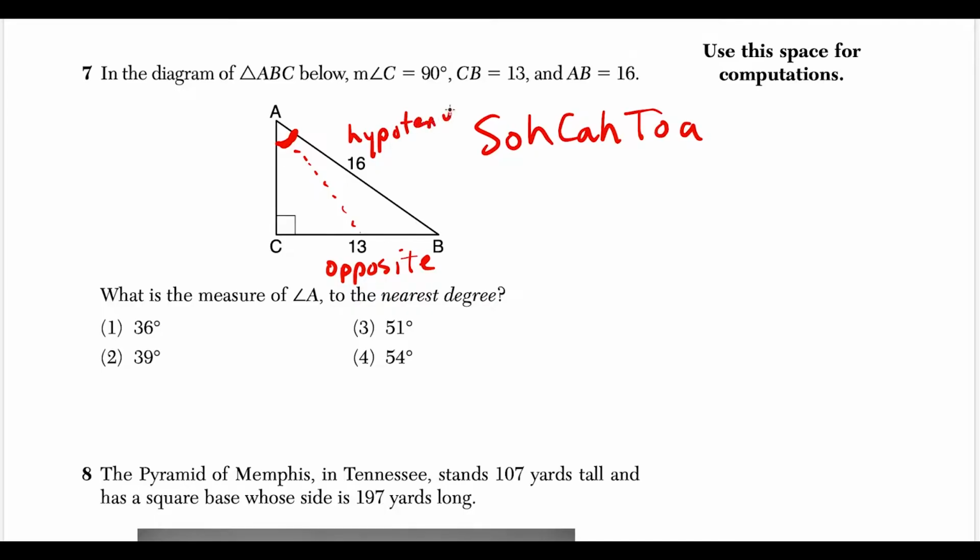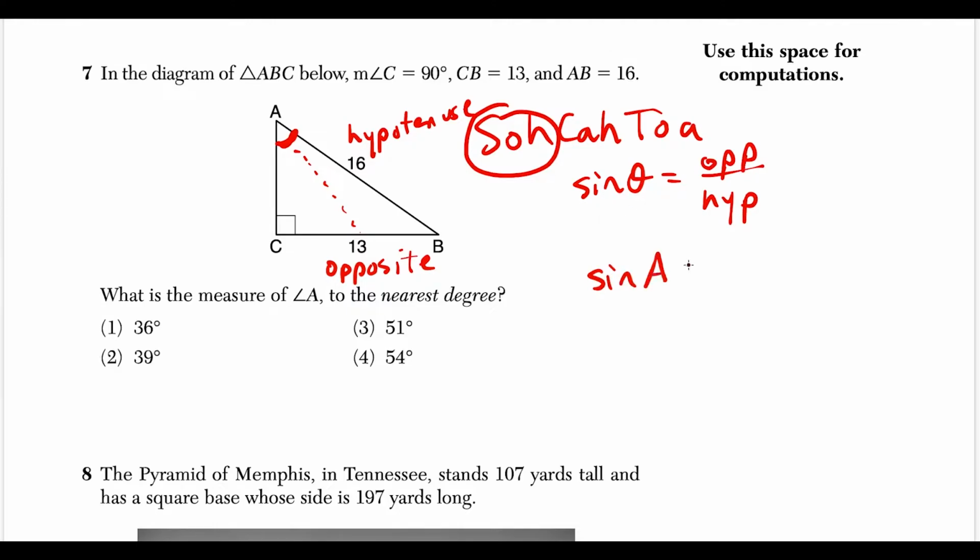So when you know the opposite side and the hypotenuse, this tells you that you're going to go with sine, because in general, know that sine theta is the ratio of the side opposite over the hypotenuse. So now we just combine all this, and we have sine of angle A is equal to the ratio of the side opposite A, which is 13, over the hypotenuse, which is 16. So then to solve for the measure of angle A, we have to do the opposite of sine, which is sine inverse. So we have sine inverse of 13 over 16, and the rest is calculator work.